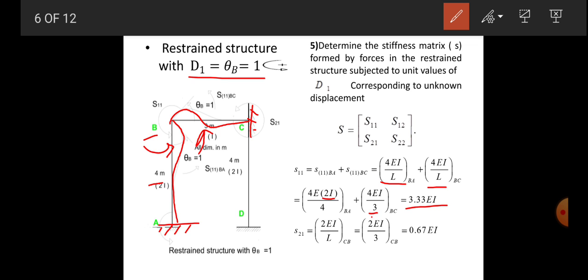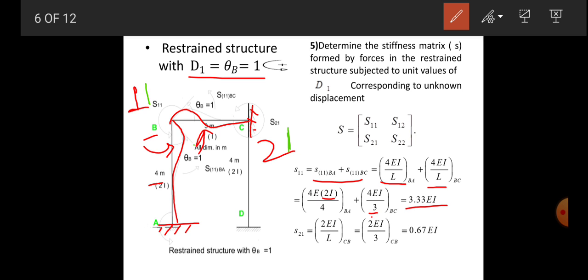Now this is coordinate location 1, and at C there is coordinate location 2. When we apply the unit rotation for coordinate 1, what happens at 1 is that we get S11, since there is unit rotation for 1. What happens at 2 we get in terms of S21. Now at B both members rotate, so we add them and find 3.33 EI.